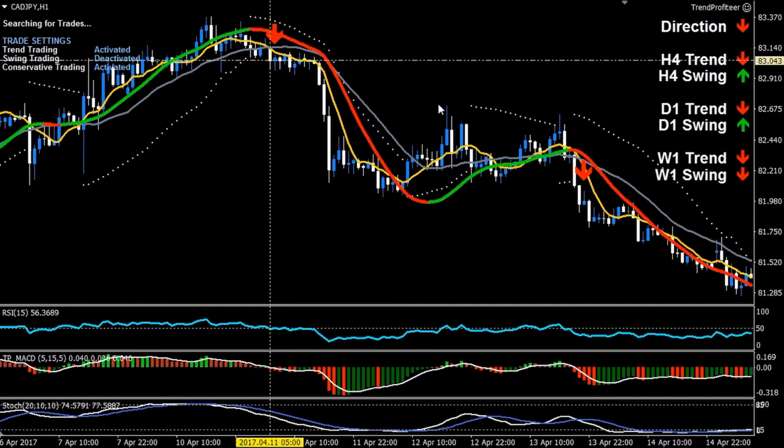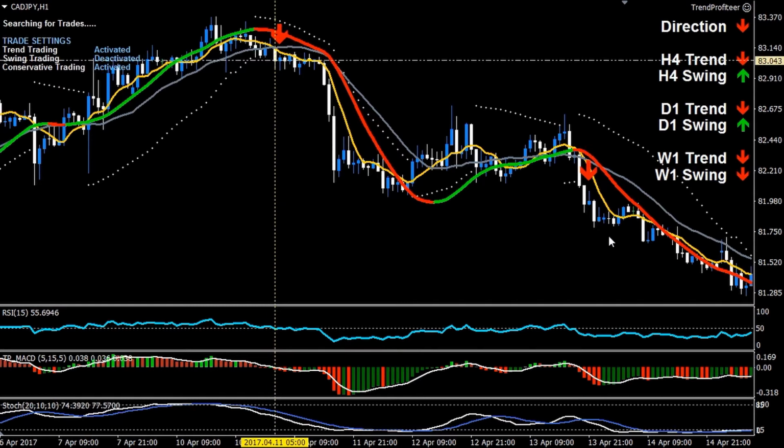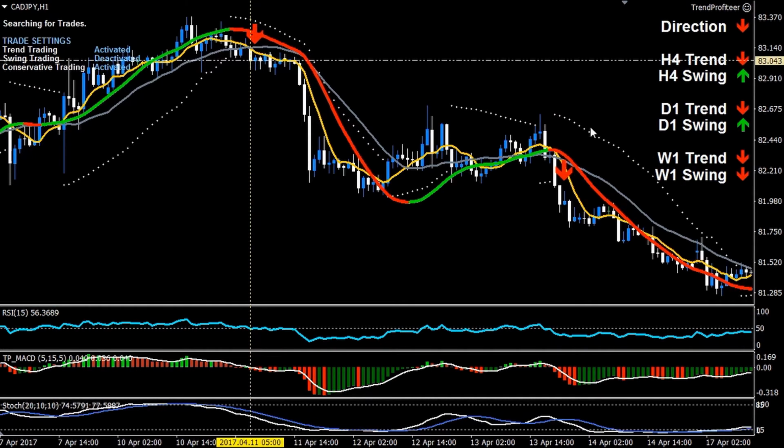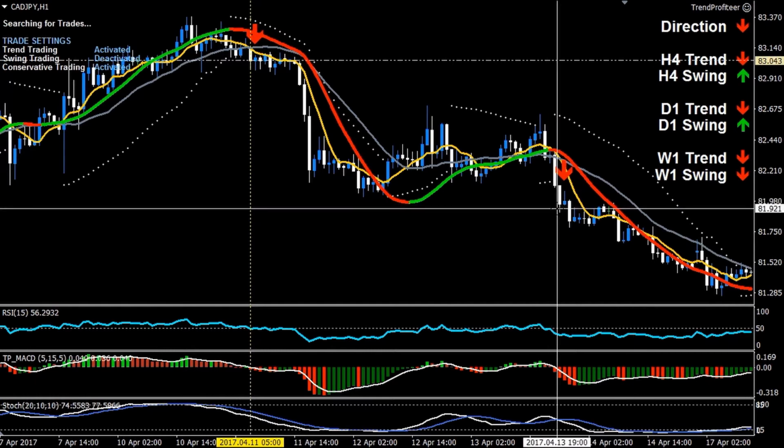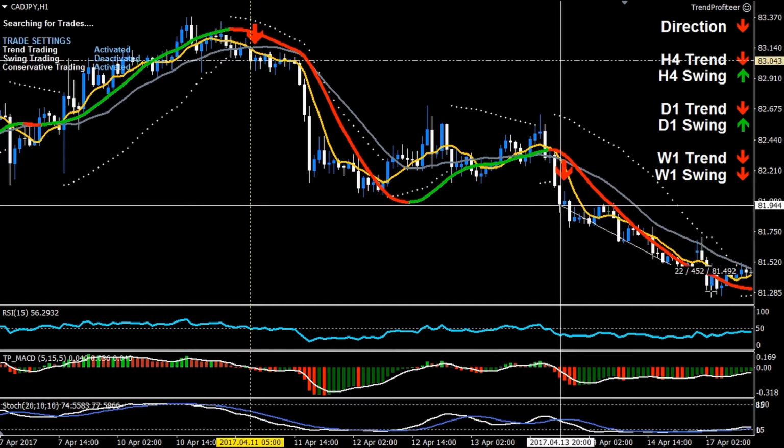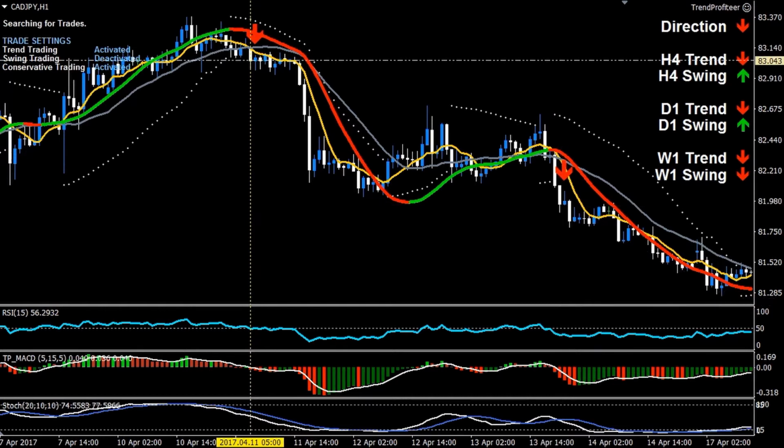We had a bit of a consolidation here, and then another conservative trend trade following that consolidation period, which took us down another 60-70 pips.